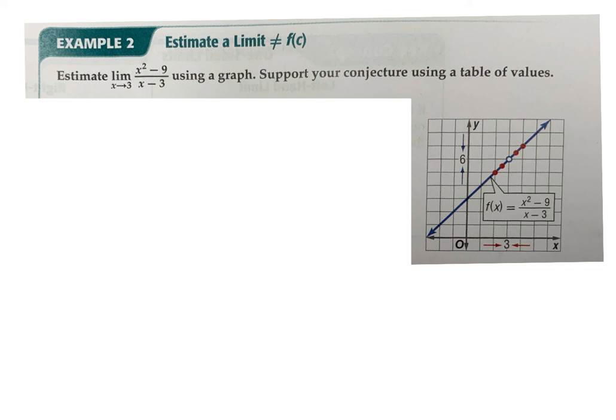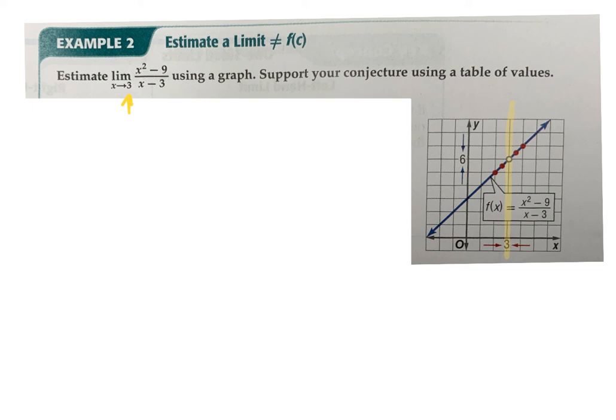So the problem with this is, what do they want me to approach? Right here, they want me to approach 3. Can I plug it in? No. Why not? Because that would create a zero in the denominator. We have a problem, right? So let's look at the graph then. First thing I'm going to do is find 3. Here's my 3 right here. Everybody see that?